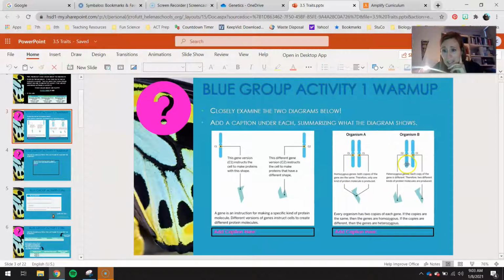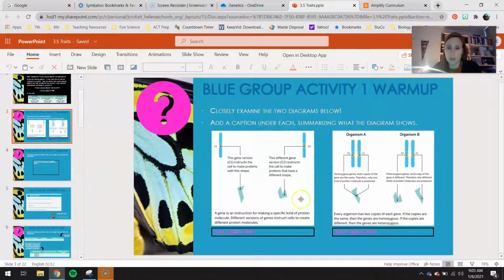Versus this organism B got two different ones from mom and dad, a C1 and a C2. So mom passed down one and dad passed down the other. This is heterozygous, meaning a mix. It doesn't just have the same, it means it has multiple different types. So with heterozygous genes, each copy of the gene is different. Therefore, two different kinds of proteins are produced. So we can see it making this one protein like we saw with C1 and also this second type of protein. Every organism has two copies of each gene. If the copies are the same, then the genes are homozygous. If the copies are different, then the genes are heterozygous.